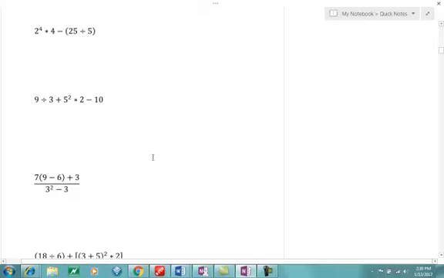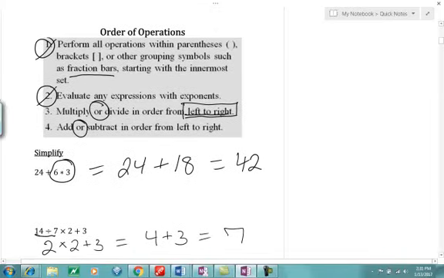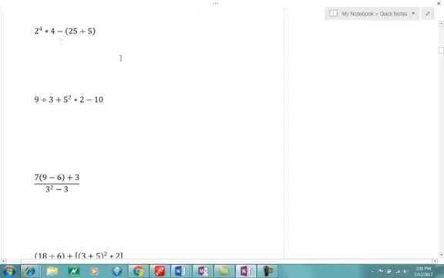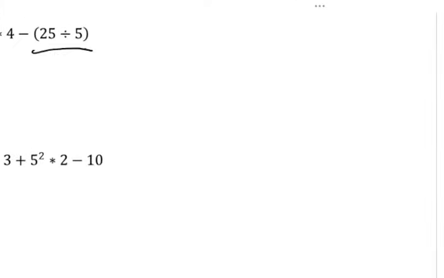Okay, so here we have a little bit more complex problems. I do have exponents, I do have parentheses. Again, if you go back and look up here at the top, the first thing I have to do is take care of anything that has grouping symbols, parentheses, or brackets. So when I look at my problem here, I have these parentheses. This is what I need to do first. So I'm going to go ahead and write out my entire problem, 2 to the 4th times 4 minus 25 divided by 5, which is just 5.